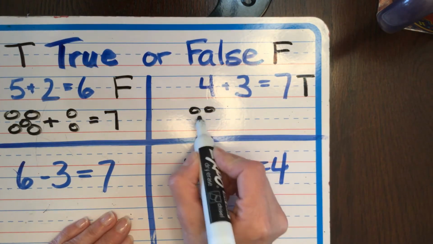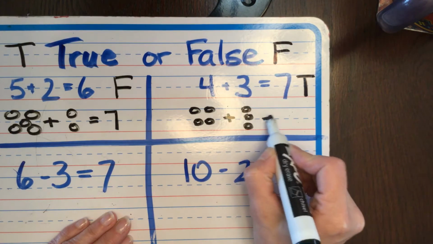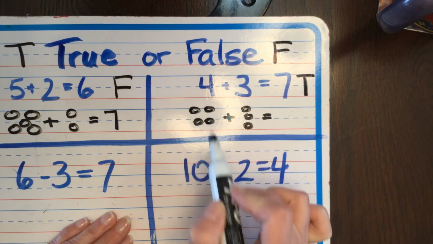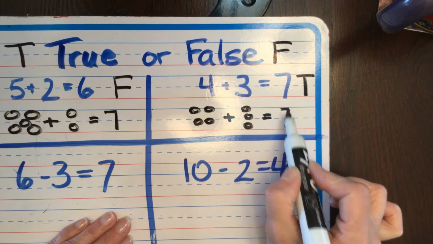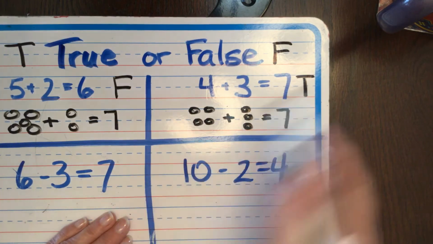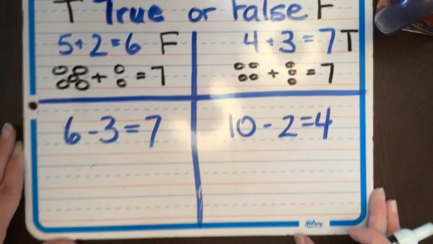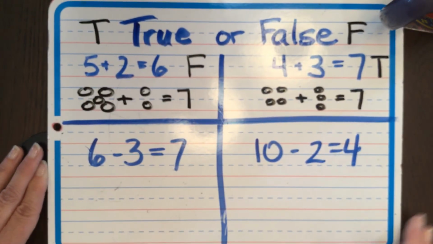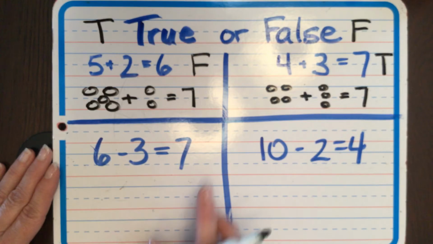I'm going to quickly draw my picture to show that this answer is true. 1, 2, 3, 4, or I can count on after 4, 5, 6, 7. My picture shows it's 7, and since the answer shows it's 7, I know that question is true. Let's look at two of the subtractions. 6 minus 3 equals 7.